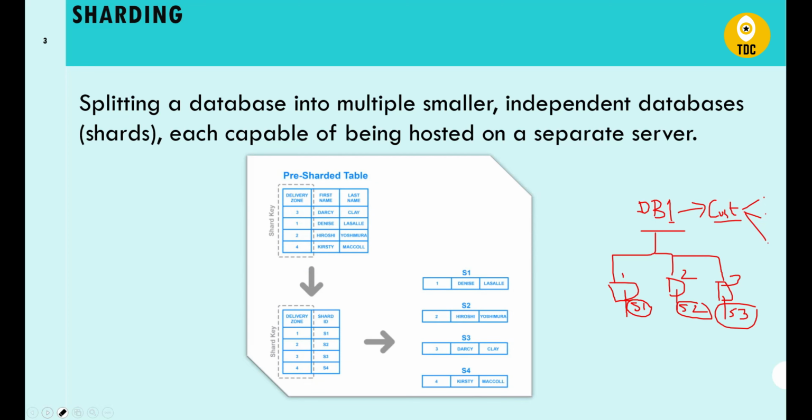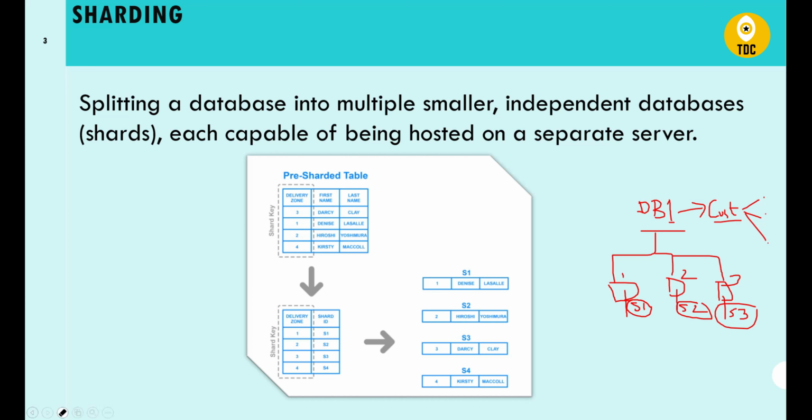And there is a pre-sharded table. So suppose there is a pre-sharded table here, like delivery zone. Based on the delivery zone, you know there is a 1, 2, 3, 4 delivery zone, and you have a different shard for each. So based on the data which is coming in from different delivery zones, the data will be distributed into different shards.